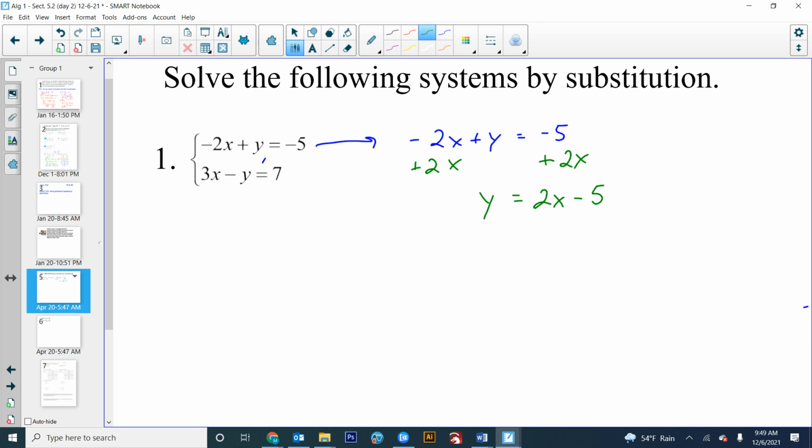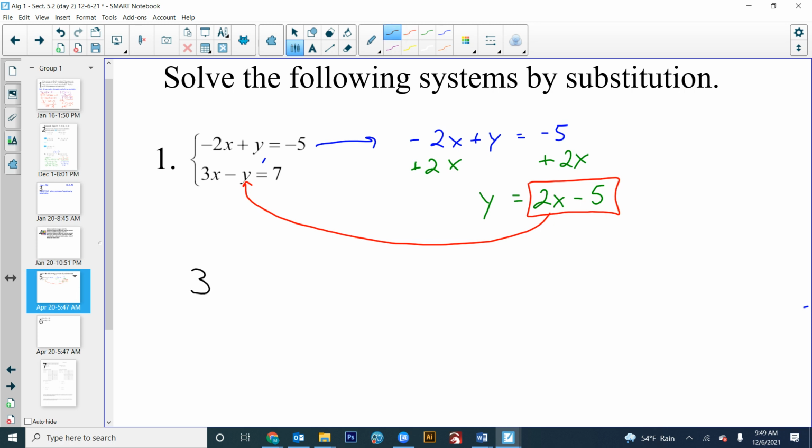All right. Luca, what do you do with that equation once you've solved for a variable when you're doing substitution? Plug it in. In for which variable? Negative y. We're going to plug it in for y. Do you see how I have a y right here? If y equals 2x minus 5, then I'm going to plug 2x minus 5 in for the y variable. All right. Now let's see what we get.